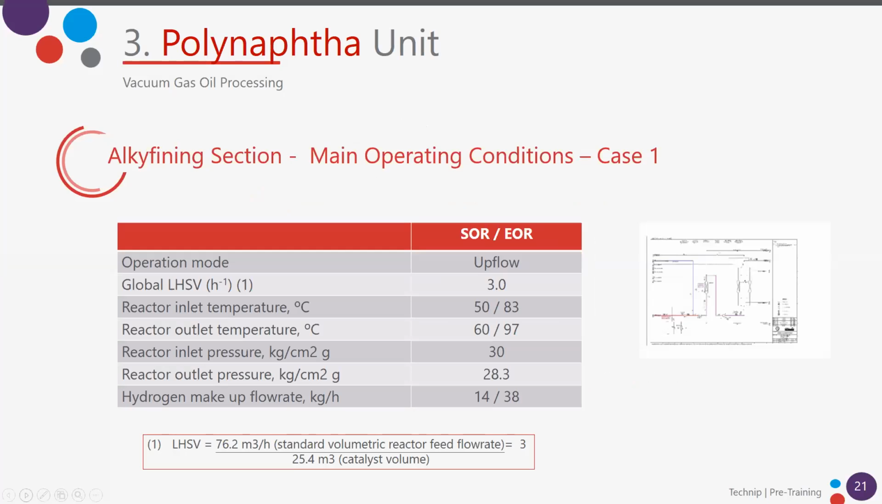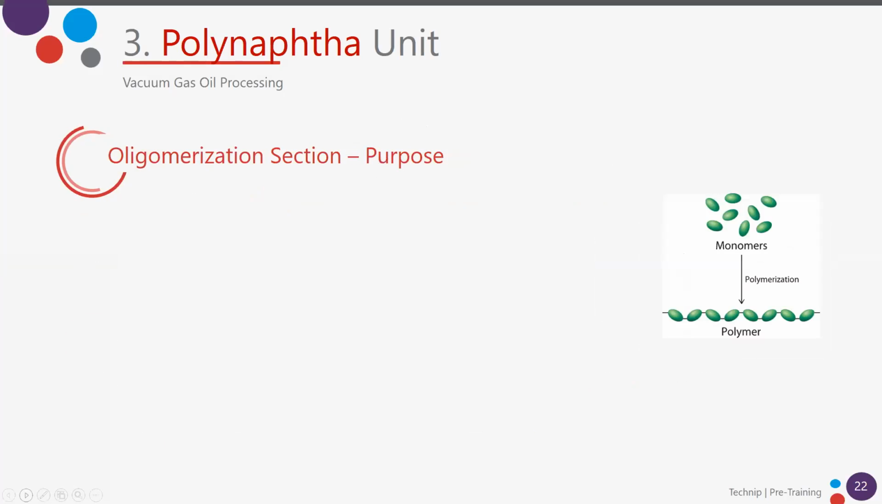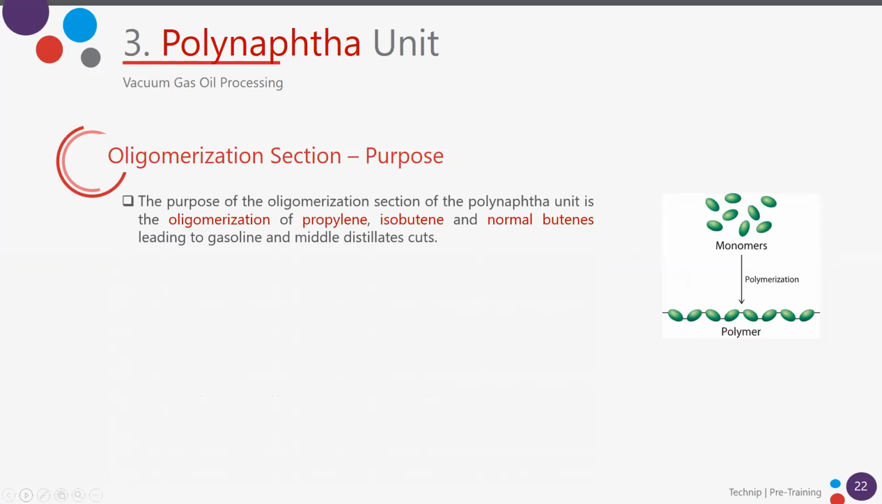So let's move now to the following section. That is the oligomerization section. So what is the purpose of this section? The purpose of the oligomerization section of the polynaphtha unit is the oligomerization of these olefins, propylene, isobutene, and normal butenes, leading to gasoline and distillate cuts.